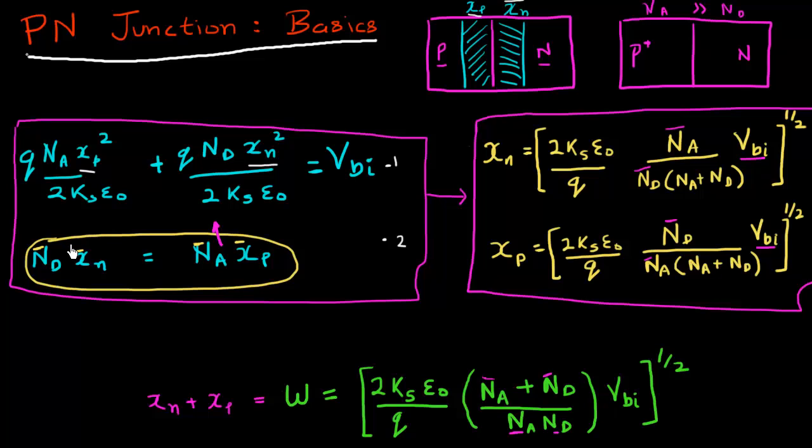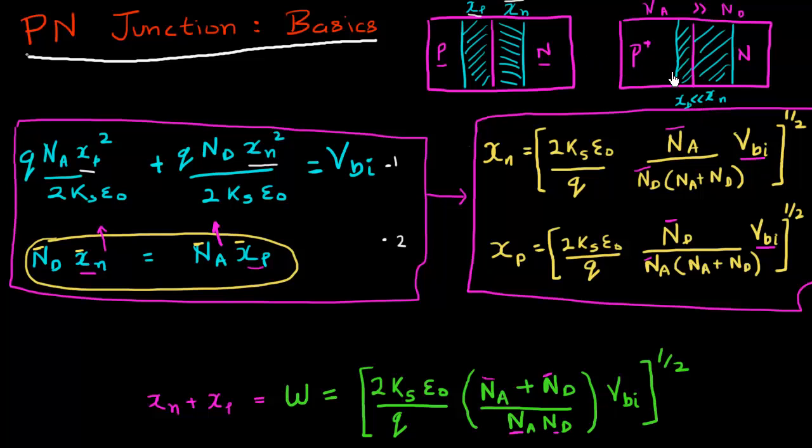What that would result in is that xn would be much larger as compared to xp, because the product of these two has to be the same. So what this indicates is that if I have this P plus N junction, most of my depletion width would lie in the N region, because the depletion width in the N region is going to be much larger as compared to the depletion width in the P region. So I get this relationship where xn is going to be much larger than xp.